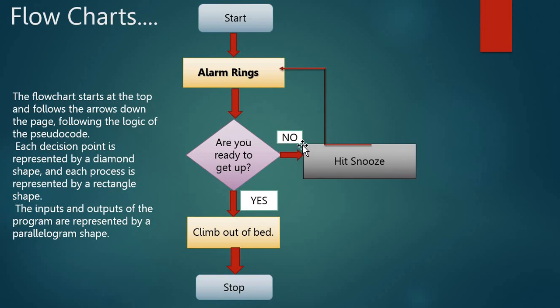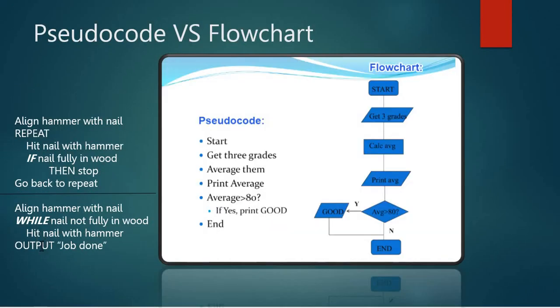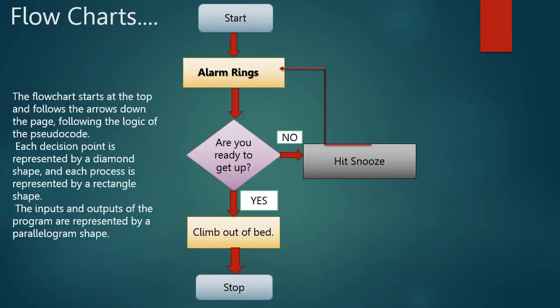If it's no, then we write here, go back to step 2. And what was step 2? It was to raise hammer. And if it is yes, then we show a parallelogram for that, and we write output job done, and then an arrow, and then stop.